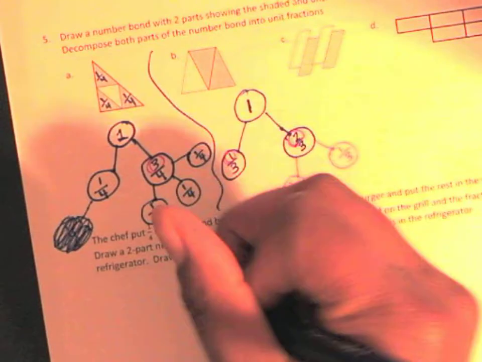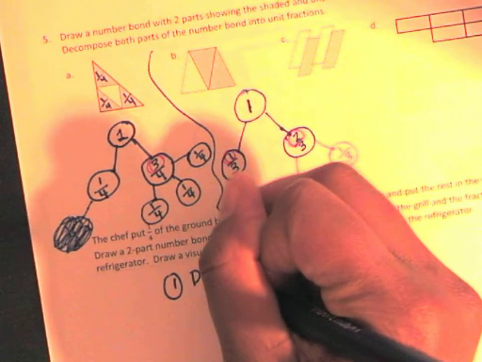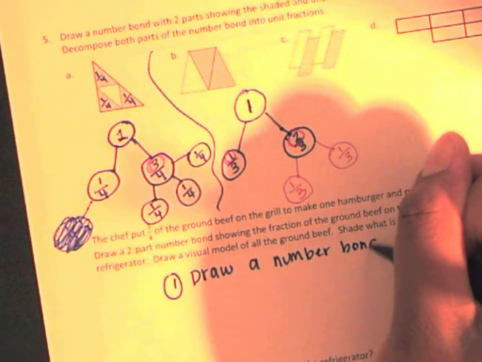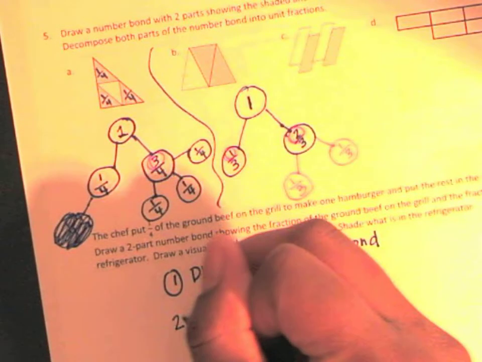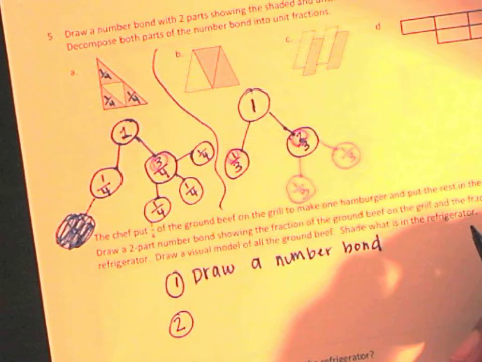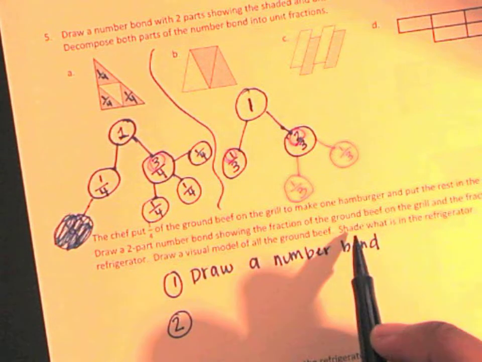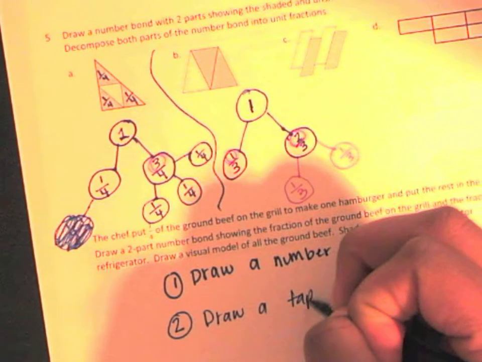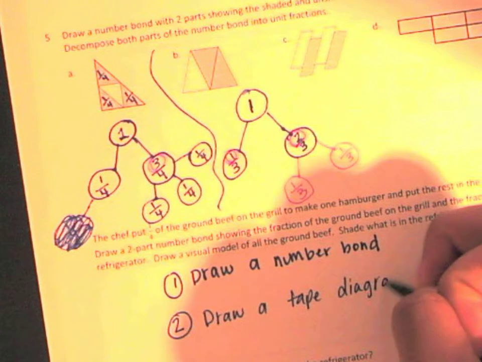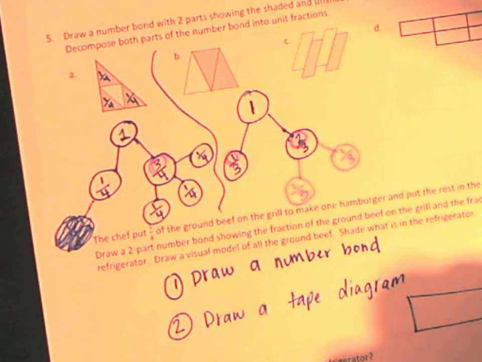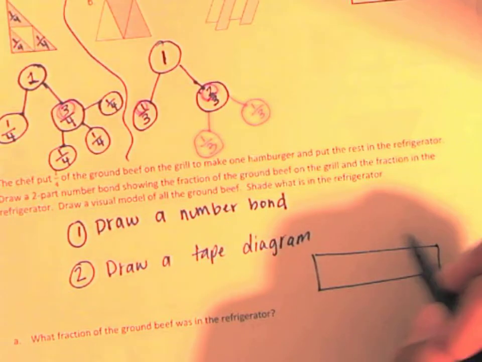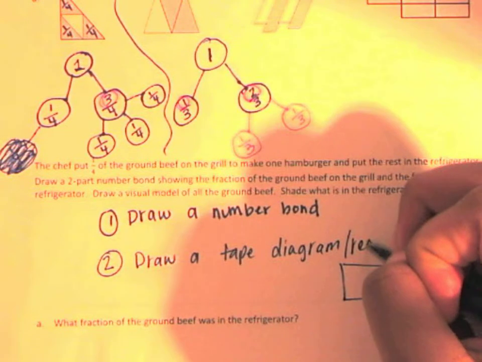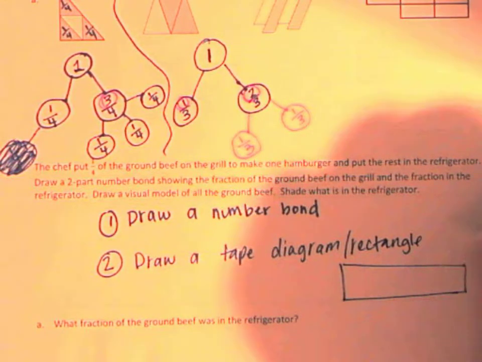So for number 1, you have to draw a number bond. Okay. Number 2, you have to draw a visual model of the ground beef. So here I'm going to tell you to draw a tape diagram. Okay. And what I mean by that, just draw your rectangle, however many parts you need to have, and then shade it in. Okay. So you should have a number bond and a tape diagram or rectangle drawing. Okay.